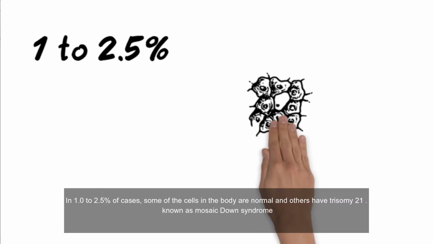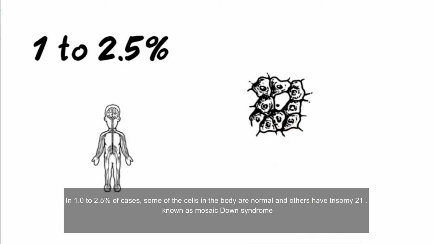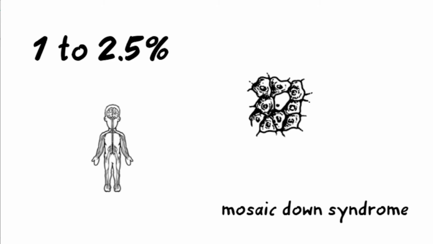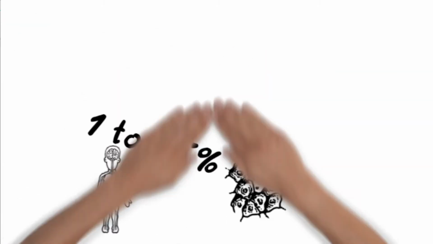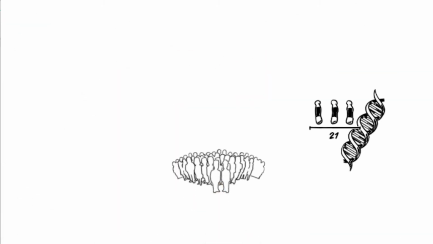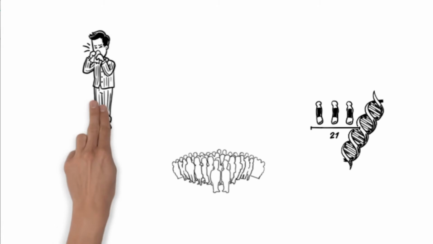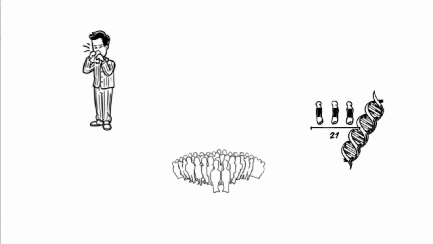Mosaicism. In 1 to 2.5% of cases, some of the cells in the body are normal and others have trisomy 21, known as mosaic Down syndrome. People with mosaic Down syndrome tend to have fewer symptoms than those with trisomy 21.